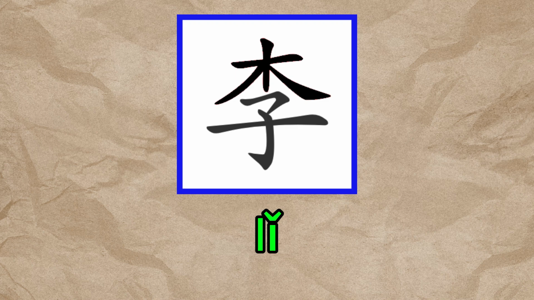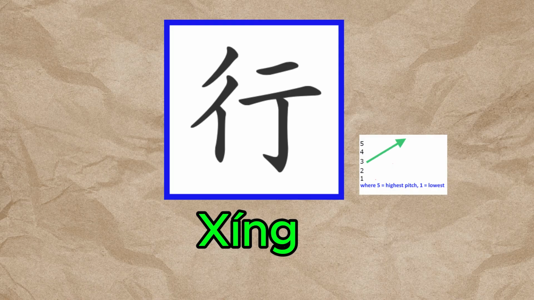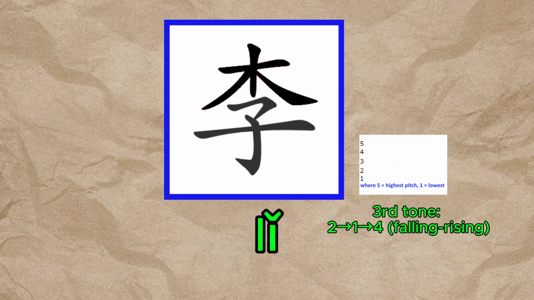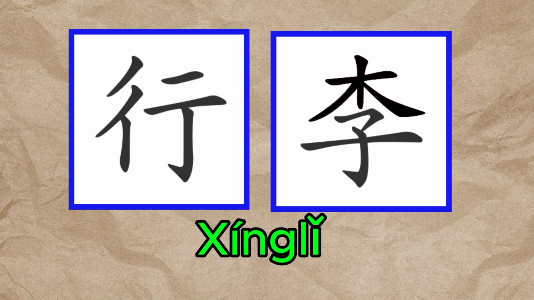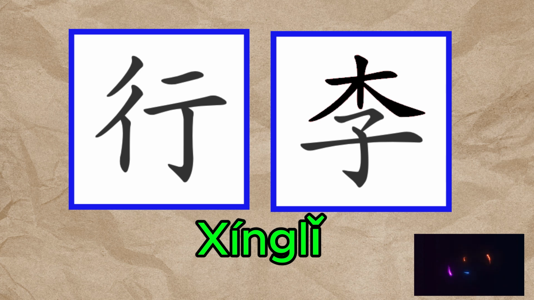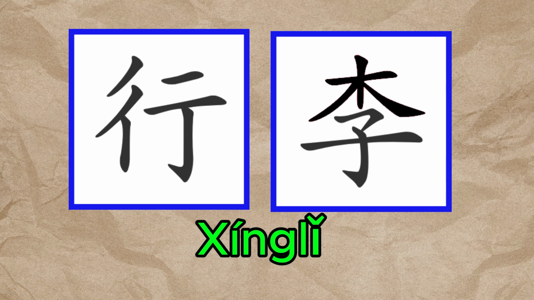Now, let's say it. 行, second tone, rising. Starts medium and rises to high. 李, third tone, starts low, dips down, then rises up. 行李. And you. 行李 is what you carry on your travels.